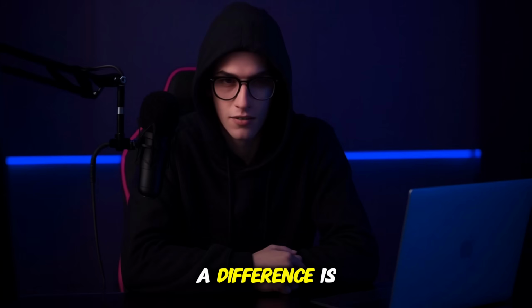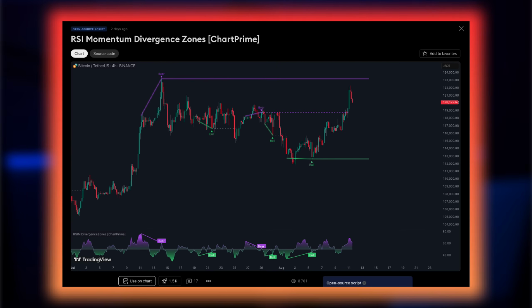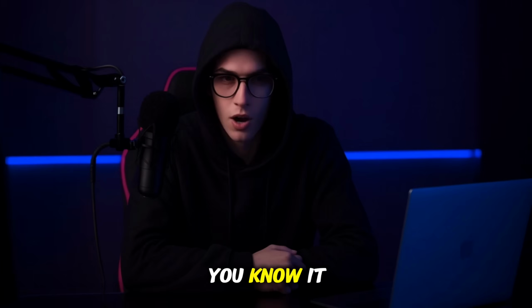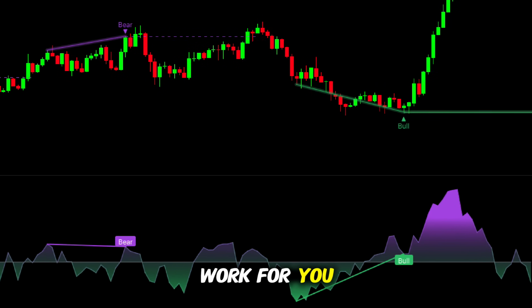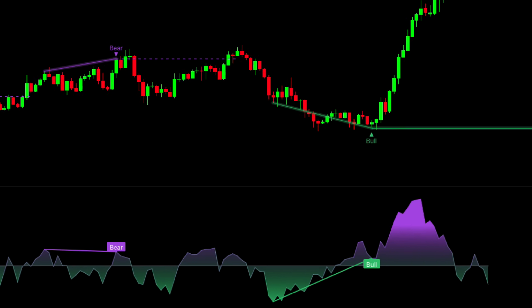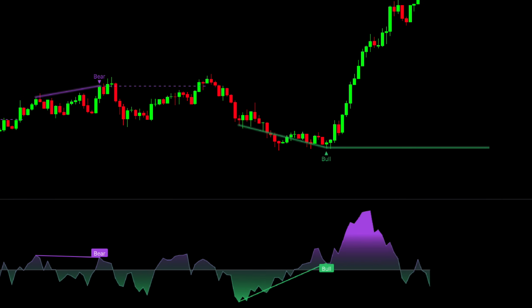Now, knowing where price might react is great, but it's only half the battle. What really makes a difference is timing. And that's where the RSI Momentum Divergence Zones indicator shines. If you've ever tried to spot divergences manually, you know it can be tedious and easy to miss. This tool does all the hard work for you, automatically marking bullish and bearish divergences right on your chart and in the RSI panel.